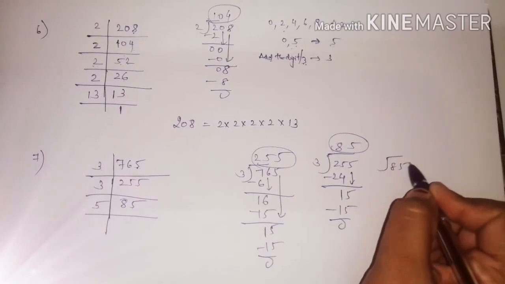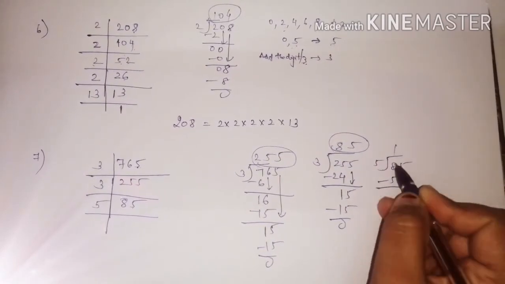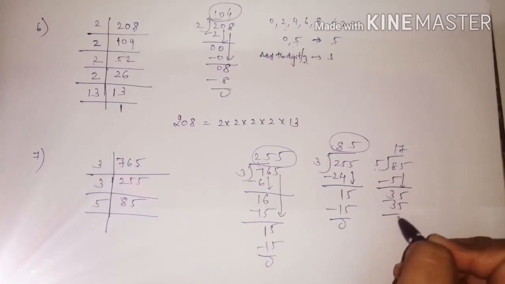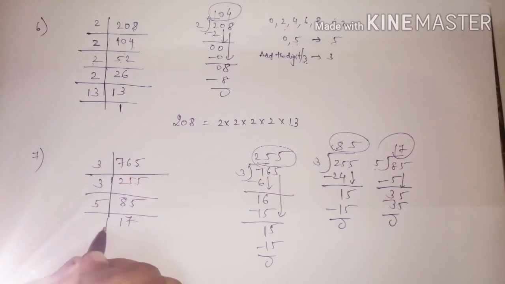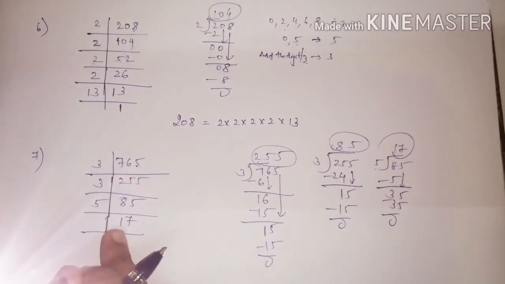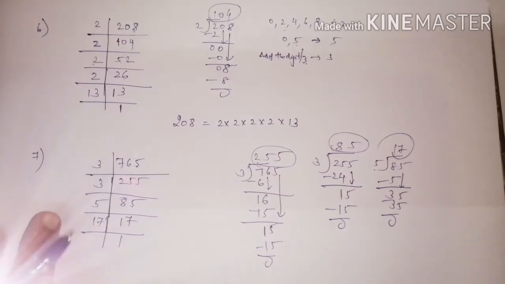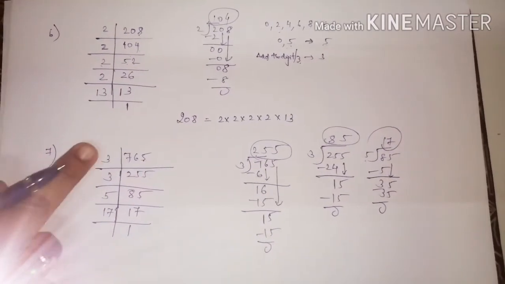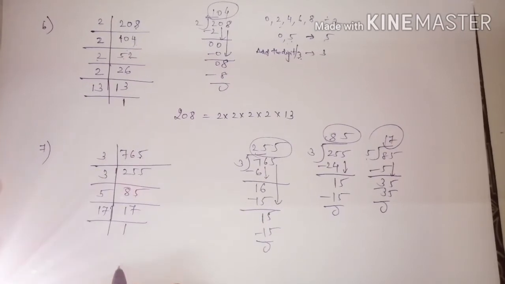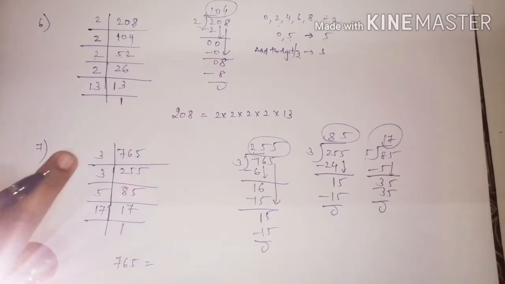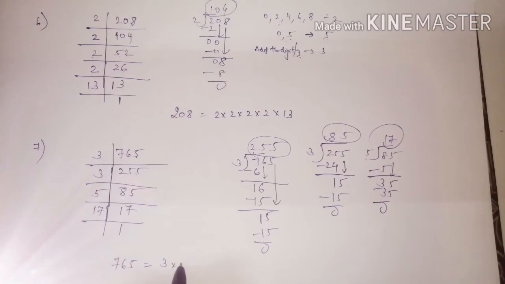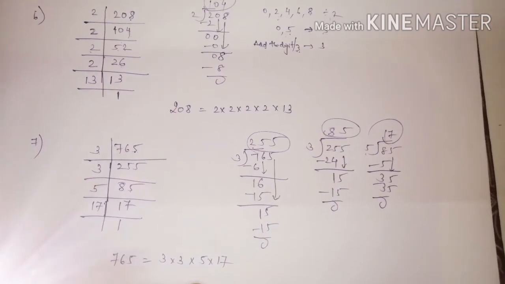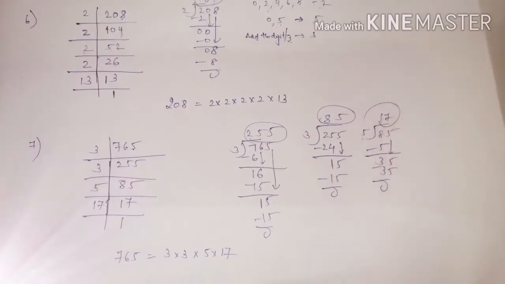So 85 divided by 5. 5 ones are 5. 8 minus 5 is 3. Take this 5 down. 5 sevens are 35. So you got 17. Now 17 is itself a prime number, so no need of searching in any other table. 17 ones are 17. So these are all prime numbers. 1 came, stop it. These are all factors of 765. So factors of 765 are 3 multiplied by 3 multiplied by 5 multiplied by 17. Is it okay? Now let's see the next one.